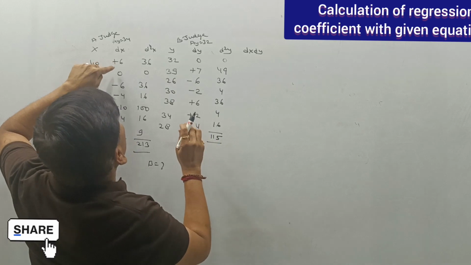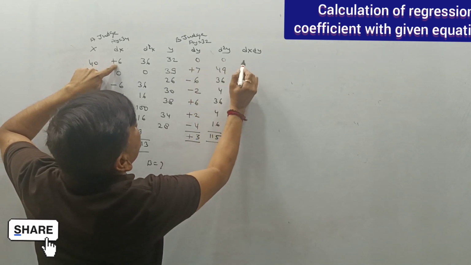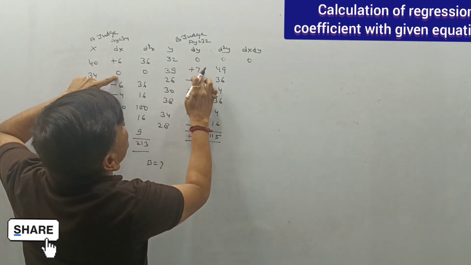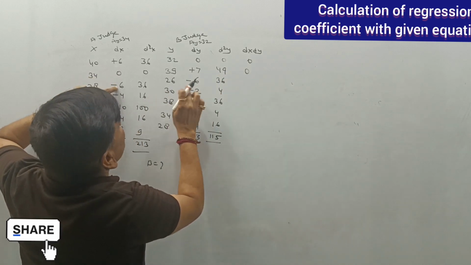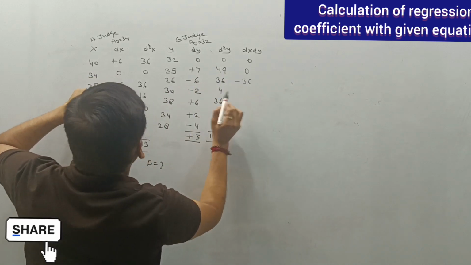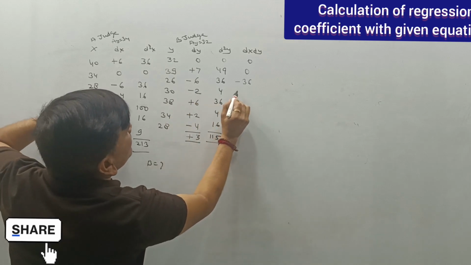Now dx dy. Minus 6 multiplied by 0 is 0. 0 multiplied by 7 is 0. 6 multiplied by this is minus 36. 4 multiplied by minus 2 is plus 8.